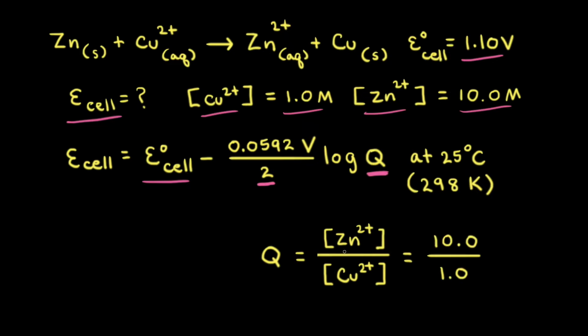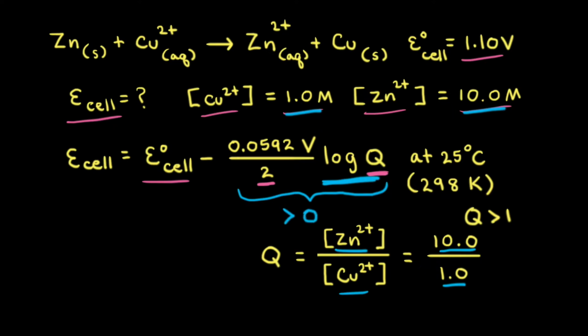At this moment in time, the concentration of zinc 2+ ions is equal to 10.0 molar, and the concentration of copper 2+ ions is equal to 1.0 molar. So at this moment in time, Q is greater than 1. The log of a number greater than 1 is positive. Therefore, this second term in our equation will be positive, or greater than 0.